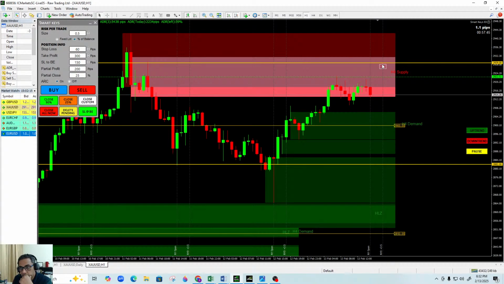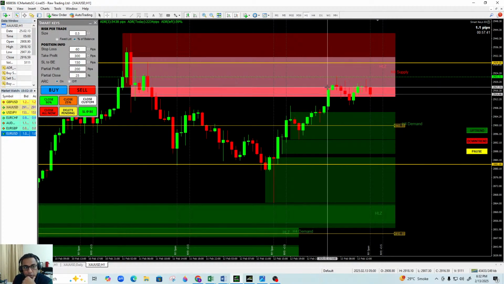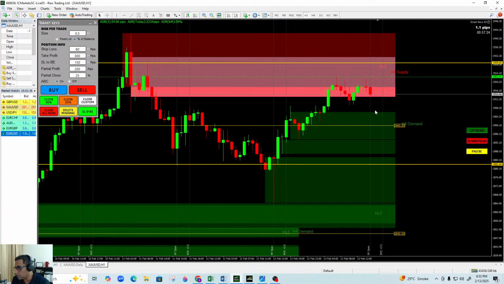We still keep this as a high liquidity zone because price hasn't gone past the 50% mark yet. That was the zone, a 265 pip zone. We've moved about 67 pips into it, so still way below the 50% mark. Yeah, so it's going to have to wait.